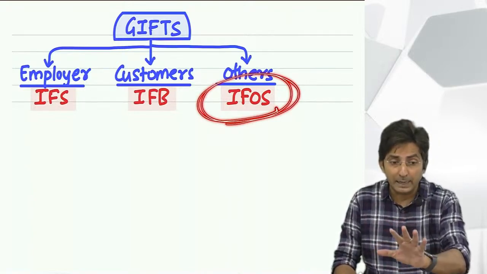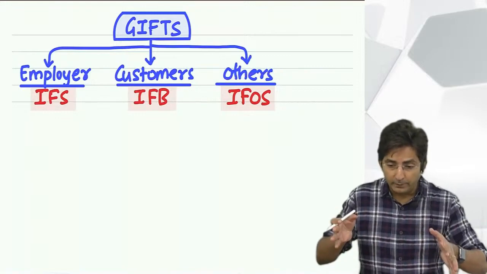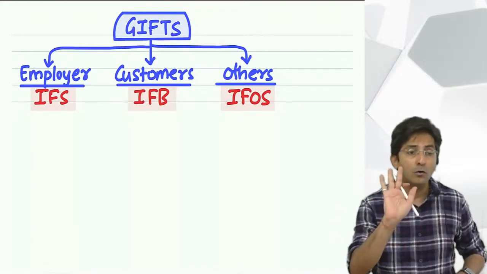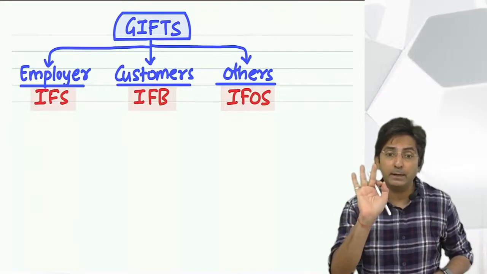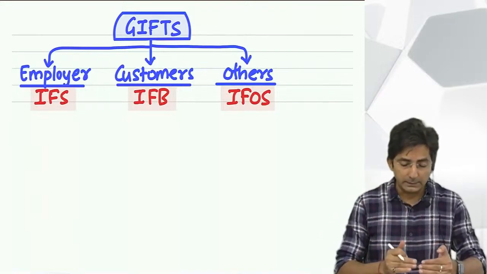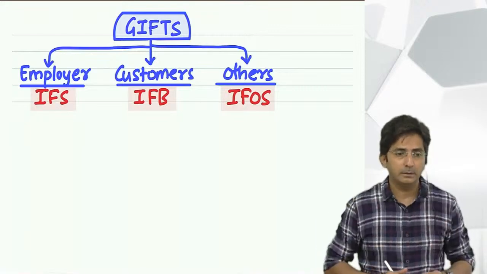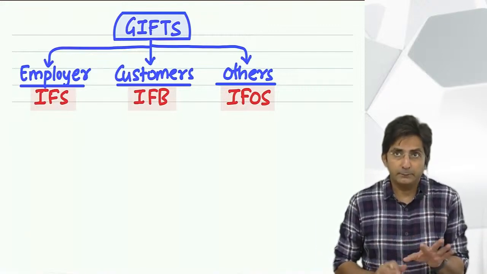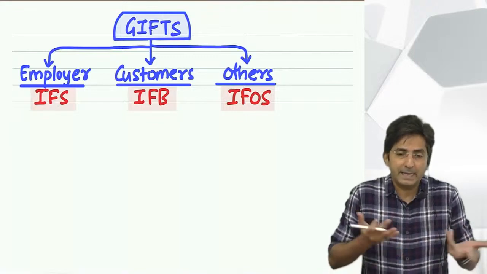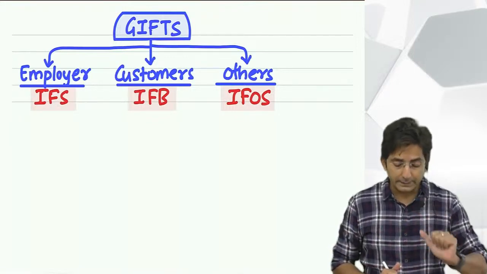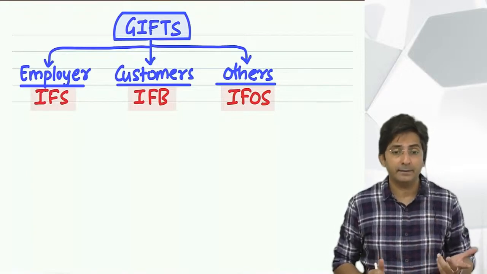Entire amount, it's not like that if it is 51,000, I will minus 50,000 and balance 1,000. No, the entire 51,000 will be taxable. Once the amount crosses 50,000, the full amount will be taxable. This is a little unusual. Means if it is 50,000 or less, then exempt. Above 50,000, taxable.